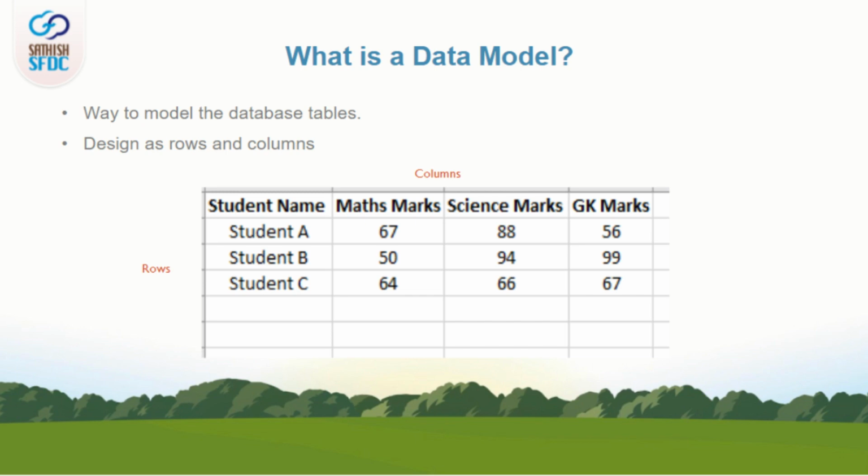For example, this is the data table named Mark Details to store the student mark details. Student name, math marks, science marks, and GK marks are the columns which can store the attributes. Rows like student A, student B, and student C can store the information for each student. Like this, you can add more rows for more students.